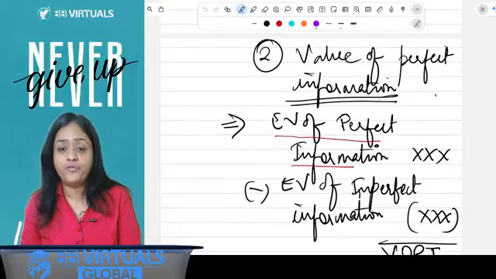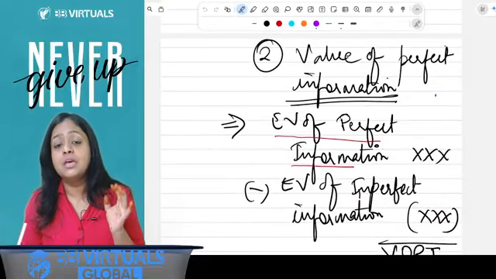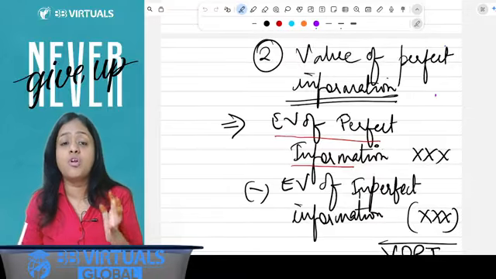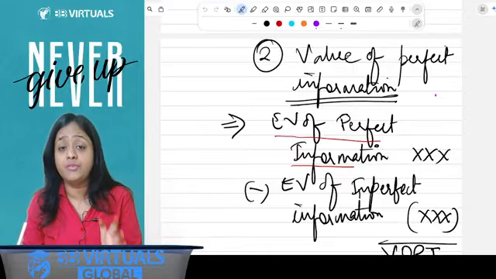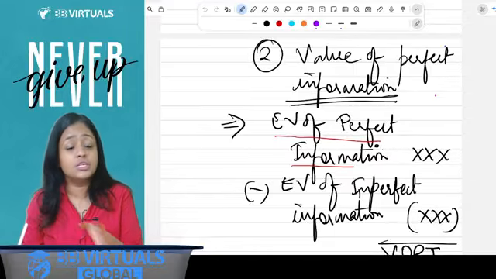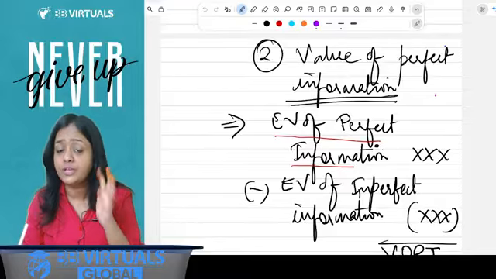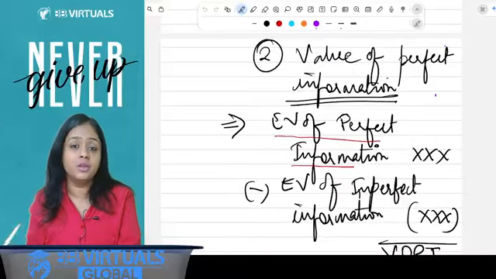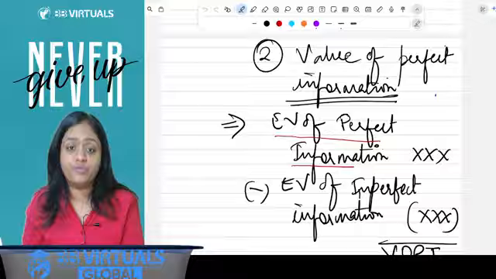Second is value of perfect information. That simply means, what is the cost, or what is the value, of obtaining the information without any errors, without any mistakes, and this perfect forecasting to be done. If I say 100, my sales is 100 only. So that is the perfect information.